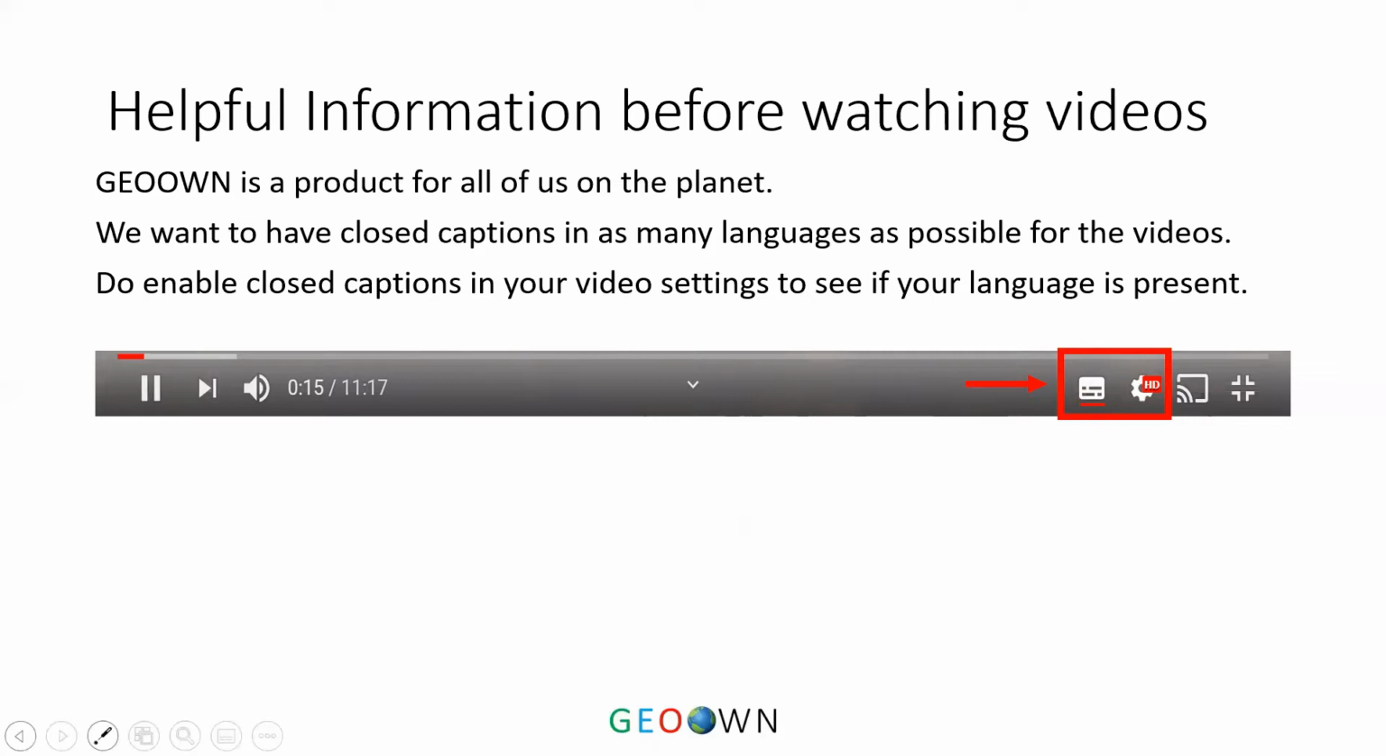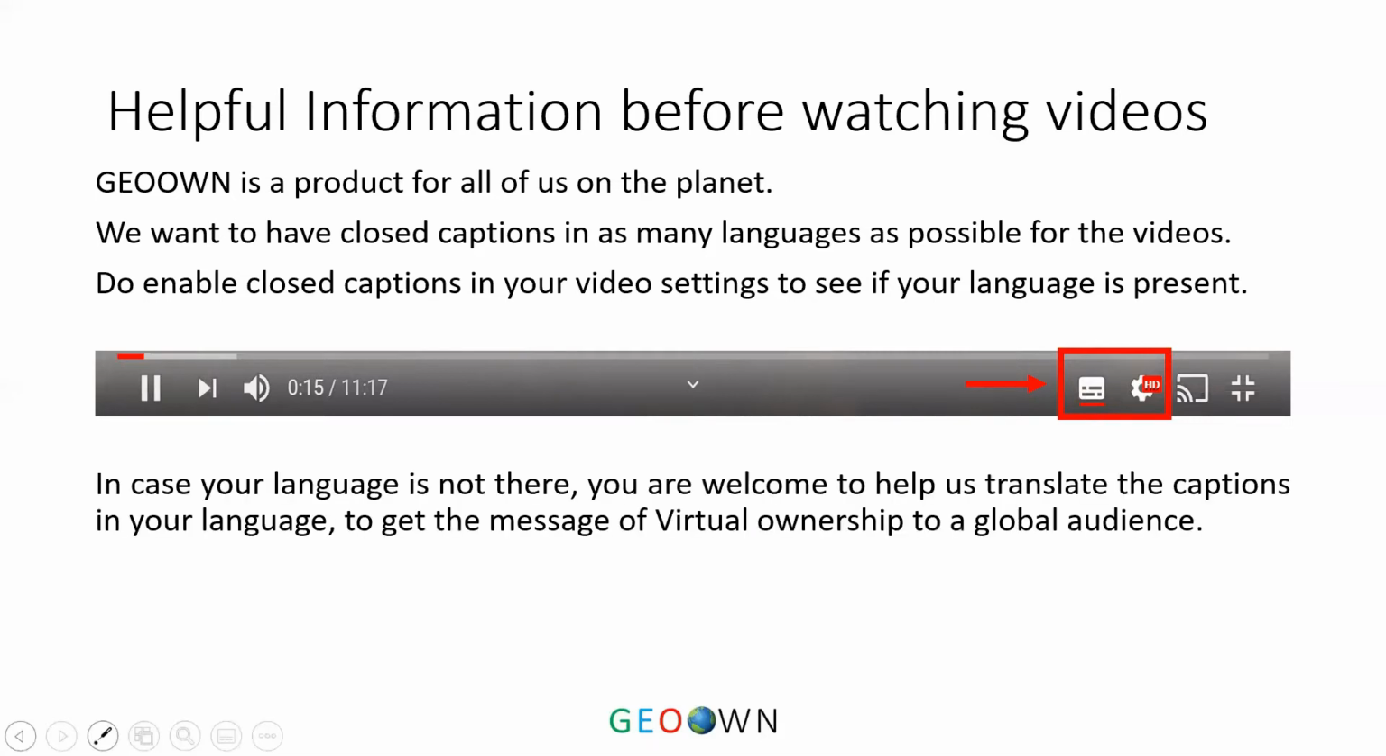Geon is of course meant for all people on this planet. So if your language is not present here, you're welcome to help us translate it to your language. So people speaking your language could get the message of virtual ownership.